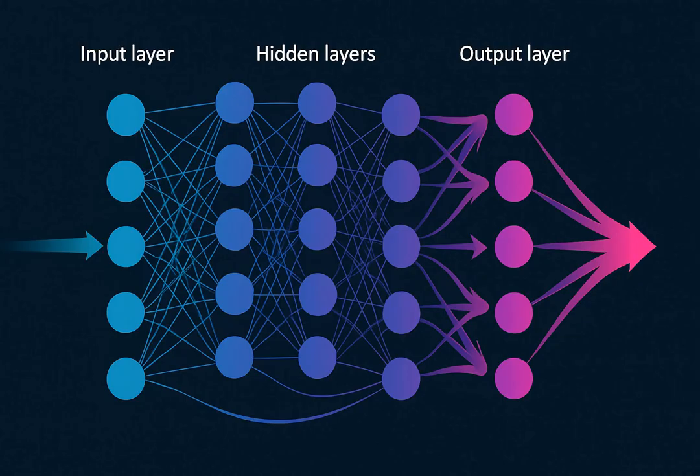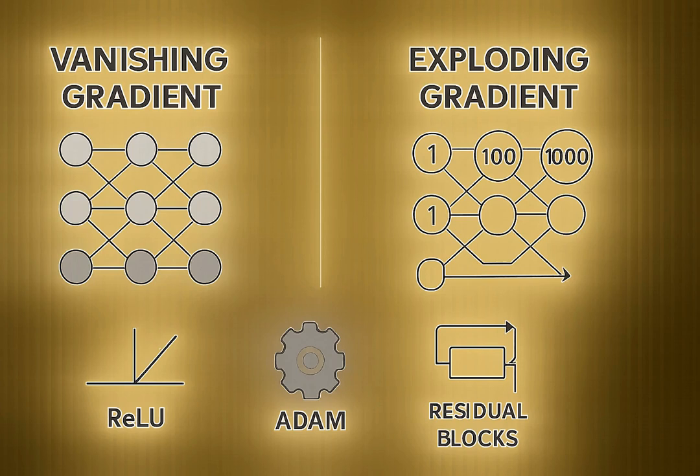Backpropagation is powerful because it efficiently calculates gradients for networks with many layers. Without it, training deep neural networks would be nearly impossible. Instead of brute force guessing, backpropagation smartly applies the chain rule, ensuring each weight gets updated in the right direction to minimize error. Of course, backpropagation isn't perfect.